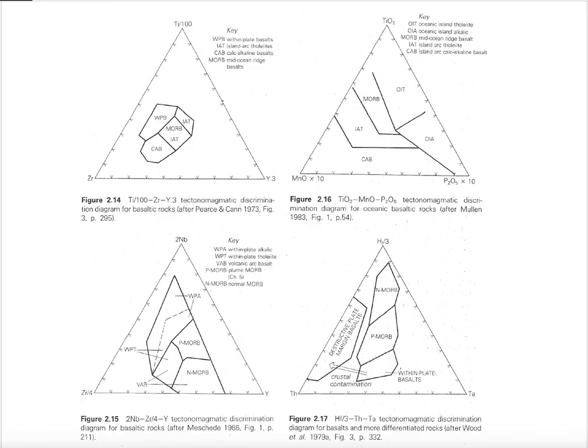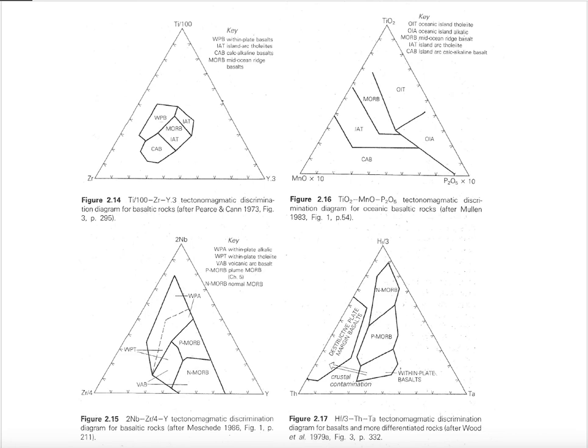So now we are coming to some other classification diagrams. As in metamorphic petrology, we are also using triangles in igneous petrology, because we can use them for showing three components in space. So now we have number 2.14. We have a tectonomagmatic discrimination diagram for basaltic rocks.